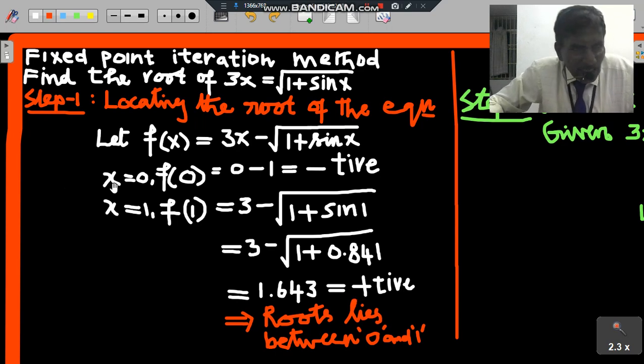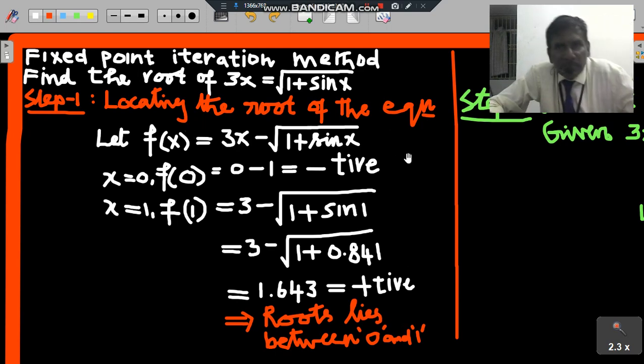So when x equals 0, f gets a negative value. When x equals 1, f gets a positive value. That means the root lies between 0 and 1. Why? Because there would be a zero for f in between these two values. Therefore the root of the equation 3x equals square root of 1 plus sine x lies between 0 and 1. This is the first step in the fixed point iteration method.